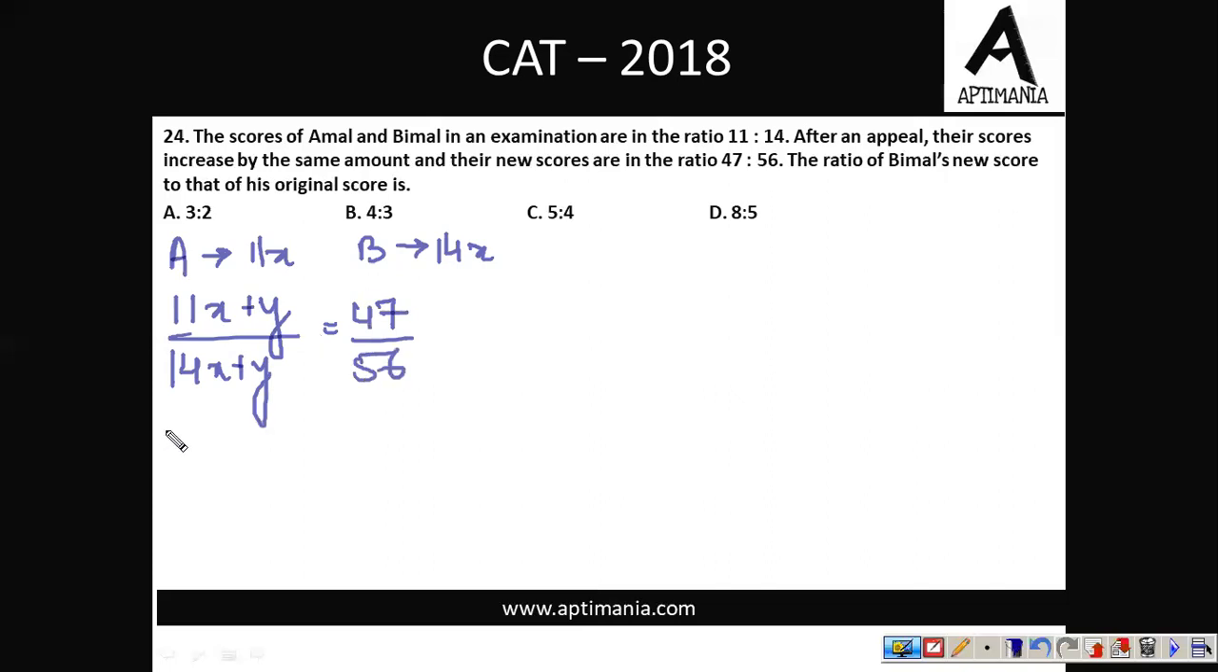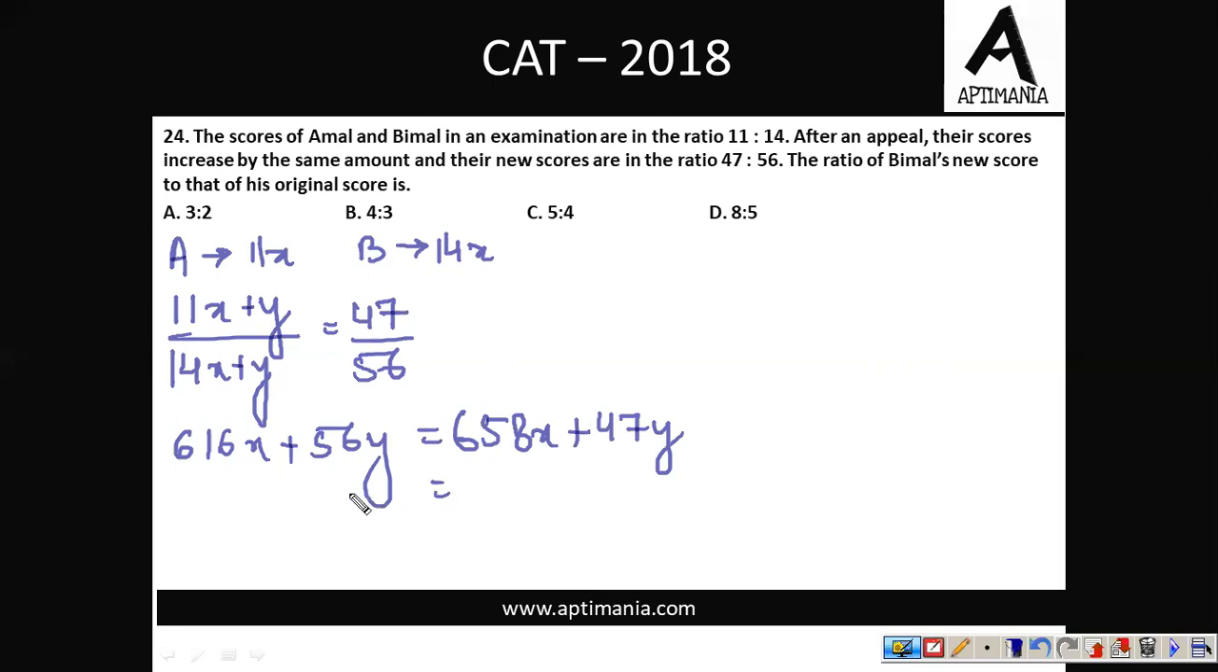47/56. So on cross multiplying, we'll have 56 into 11, which is 616x plus 56y equal to 47 into 14, which is 658x plus 47y, right? So we'll have 9y equals 42x, or x upon y equal to 3/14. So we can say 14x is equal to 3y, right?